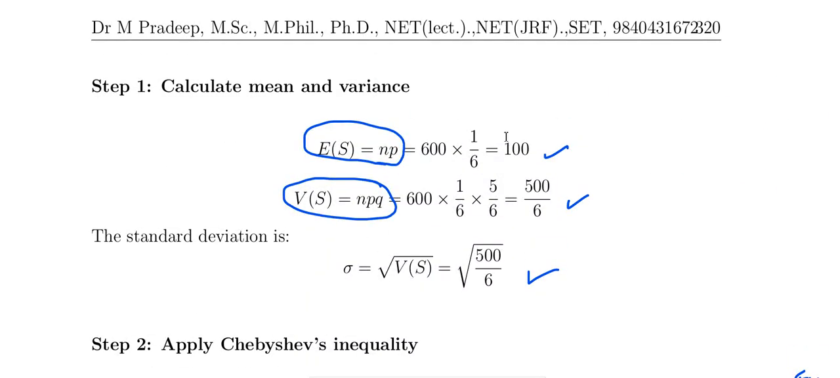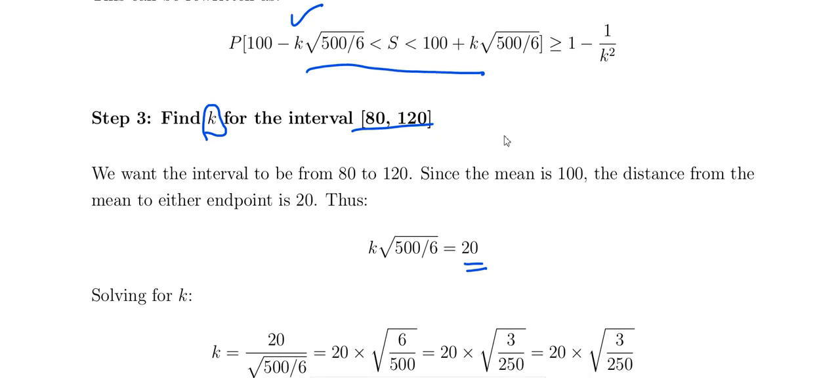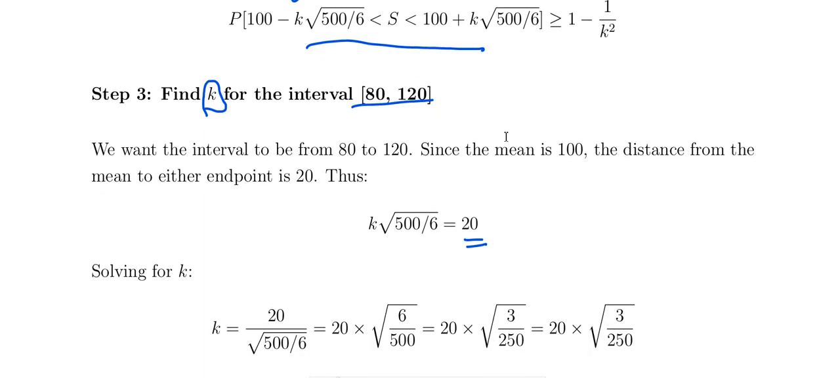That is, the mean is 100. Now that is the distance from the mean to either endpoint, that is called 20. Since the mean is 100, 100 minus 80 is also 20, and 120 minus 100 is also 20. That is the 20. So k into root of 500 by 6 is equal to 20.